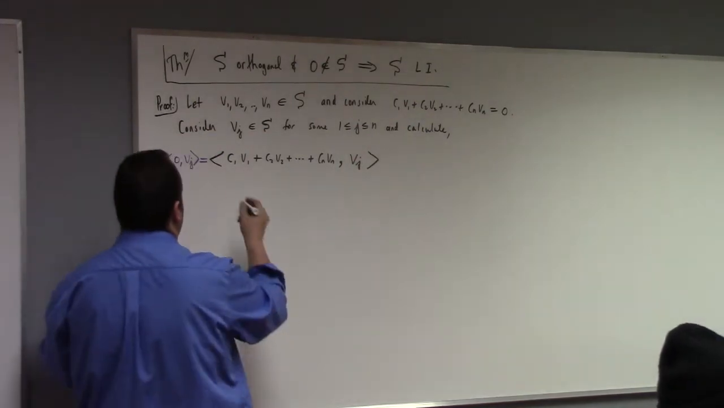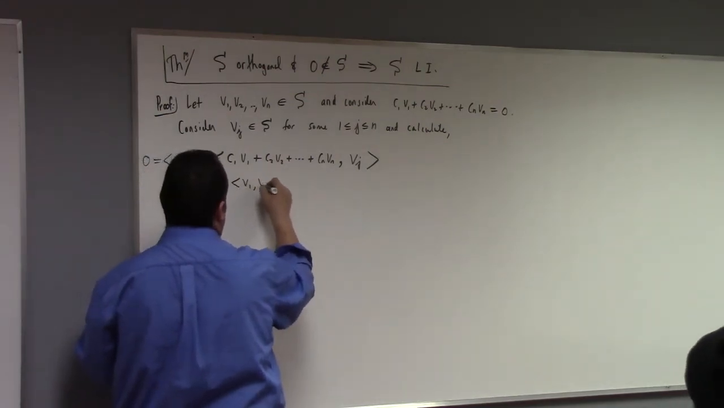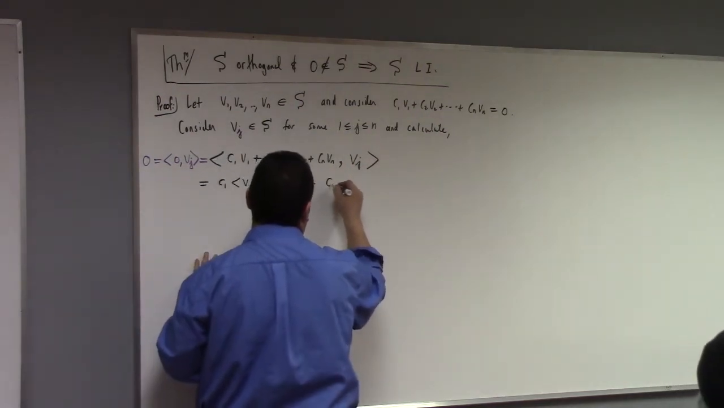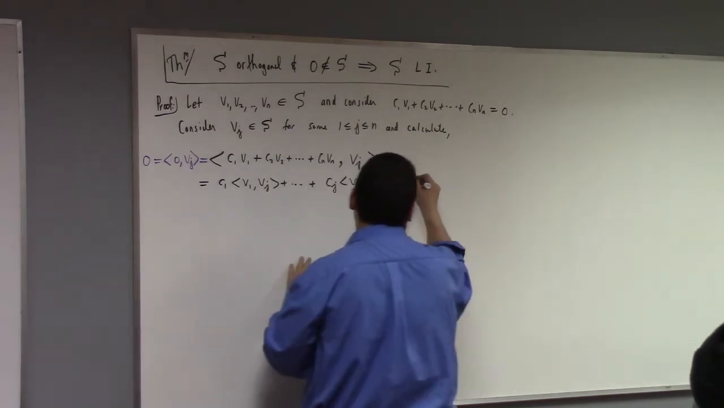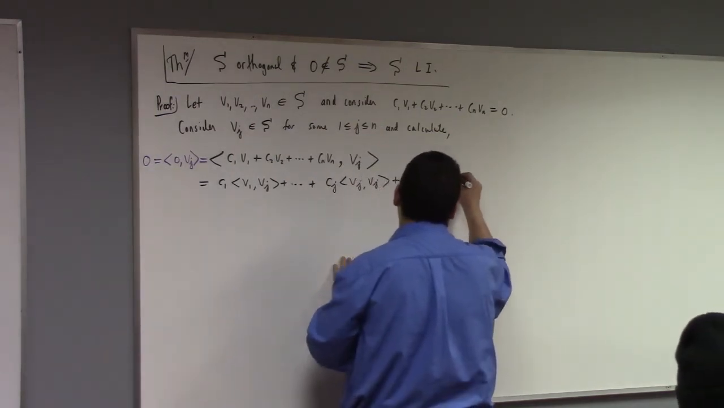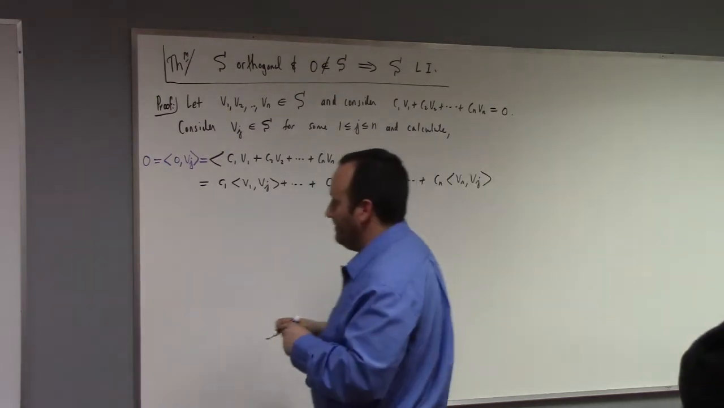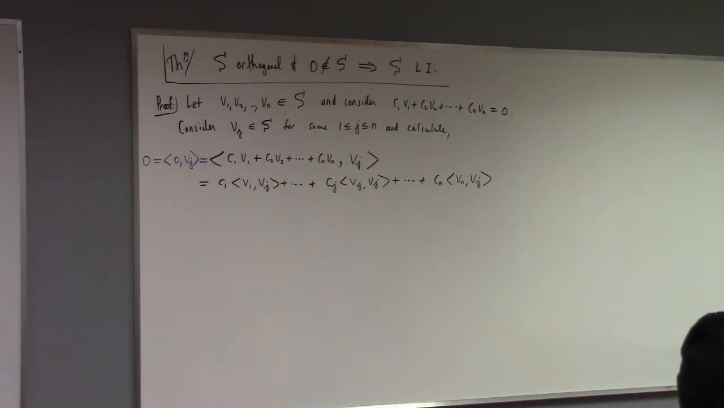And then I'll use properties of inner product. So I get c1 ⟨v1, vj⟩ plus, eventually, I get to cj ⟨vj, vj⟩, plus cn ⟨vn, vj⟩, using the additivity and homogeneity of the first entry of the inner product, part of the axiom. And what am I looking at?